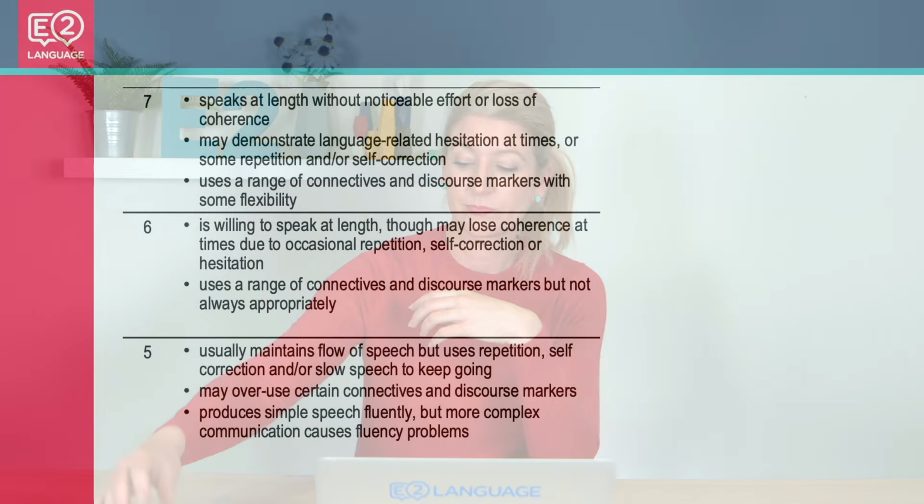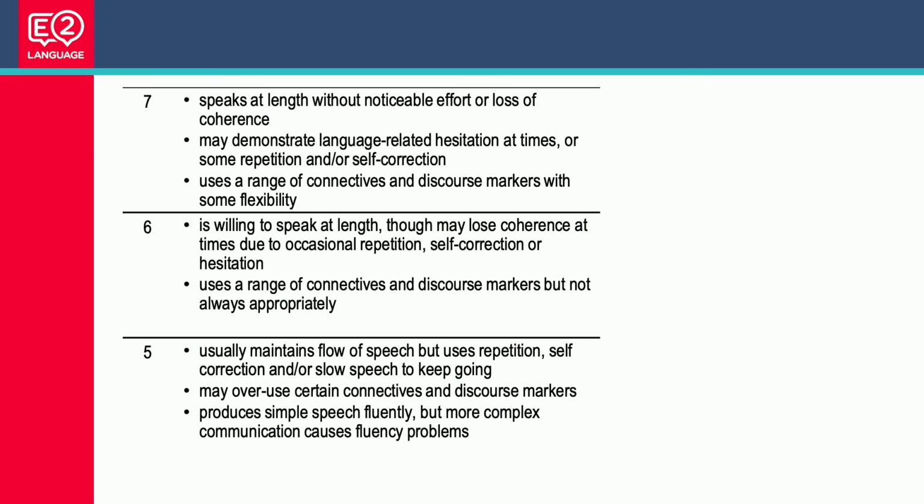So let's do that. Within each band, there are 2 or 3 dot points, and some of them relate to fluency, some of them relate to coherence. So I'm going to start with the fluency one. Along here, band 7, first bullet point: speaks at length without noticeable effort or loss of coherence. Now, obviously it mentions the word coherence here, but really this bullet point is about fluency, speaking at length without noticeable effort. Another aspect of fluency in band 7: may demonstrate language-related hesitation at times or some repetition or self-correction.